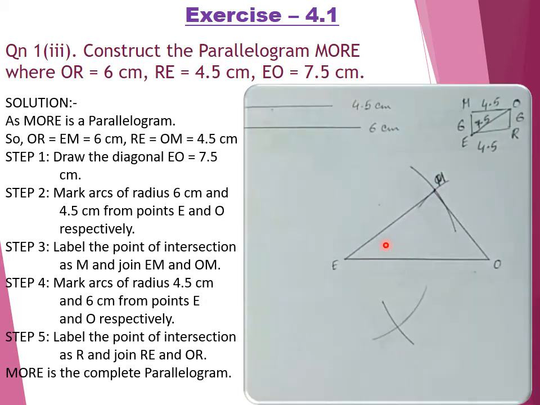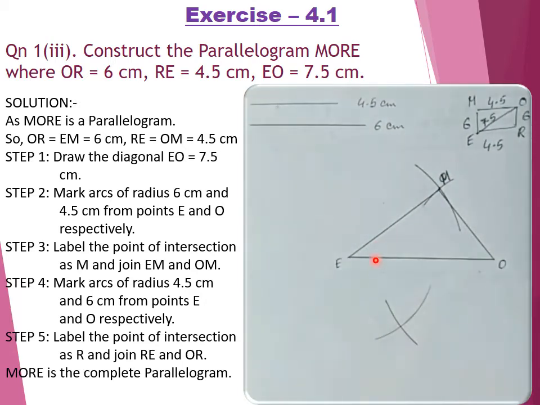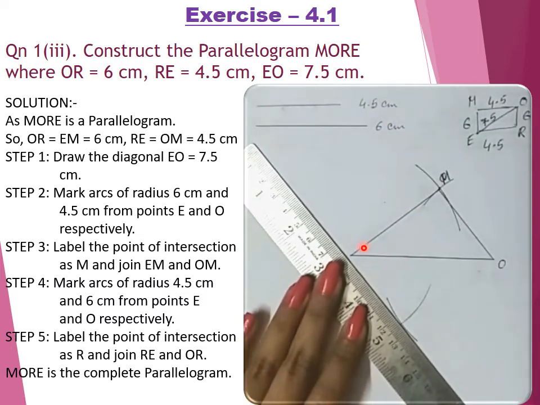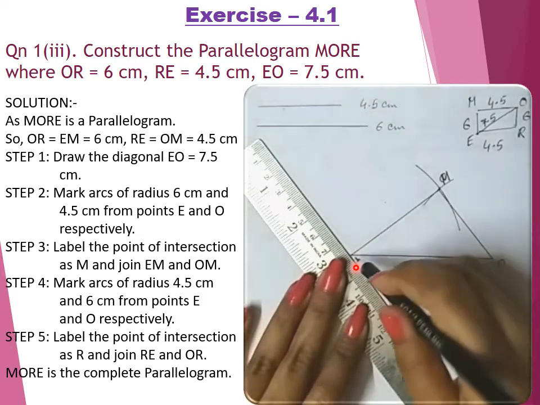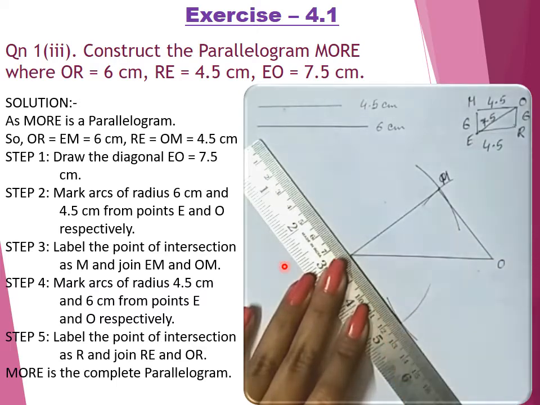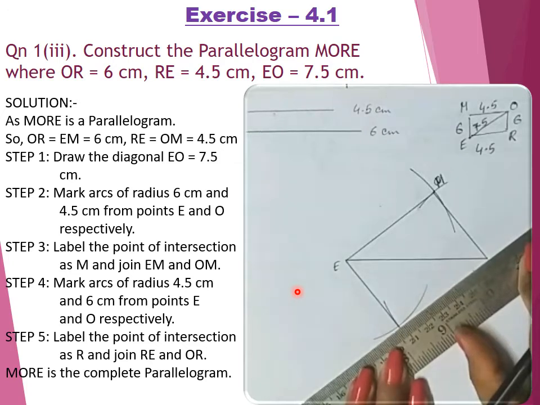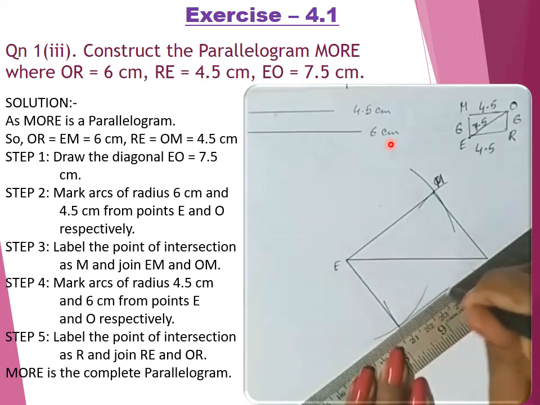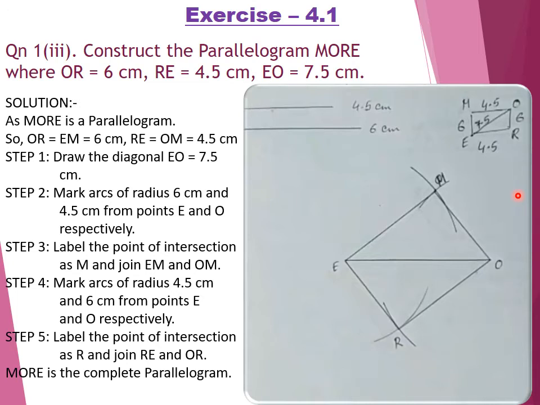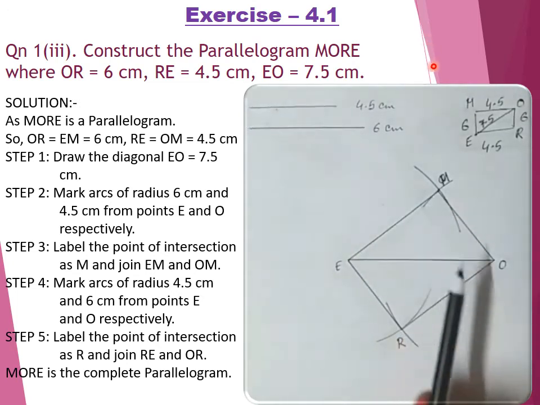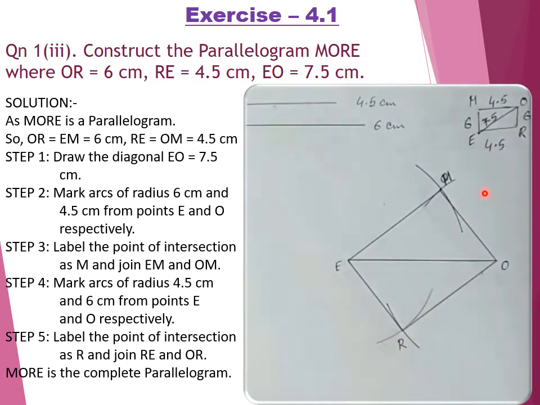Now the point of intersection here according to the diagram is R. Let us join RE. We will also join OR, and hence a parallelogram MORE is constructed. Please make a note that all the constructions must be done using pencil.